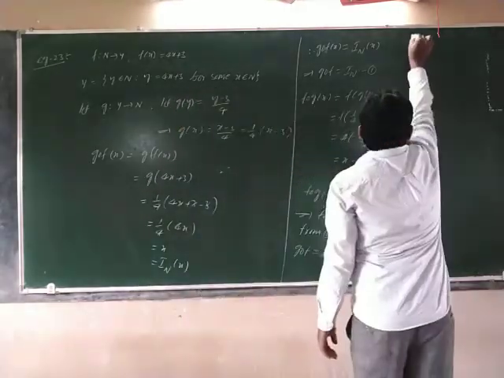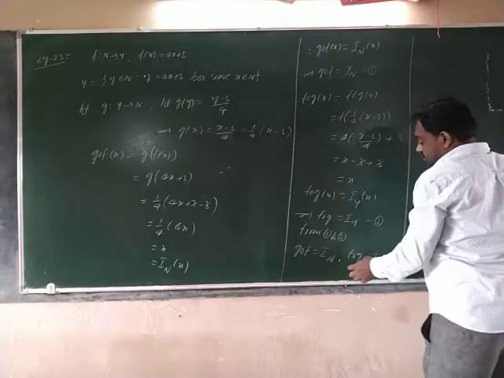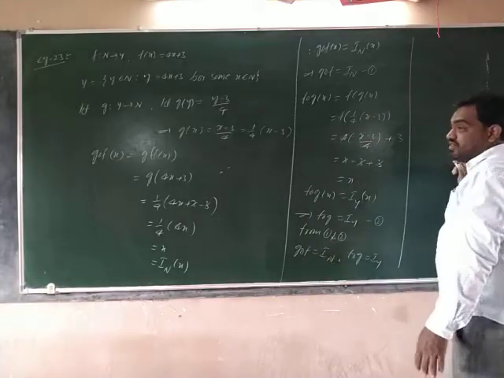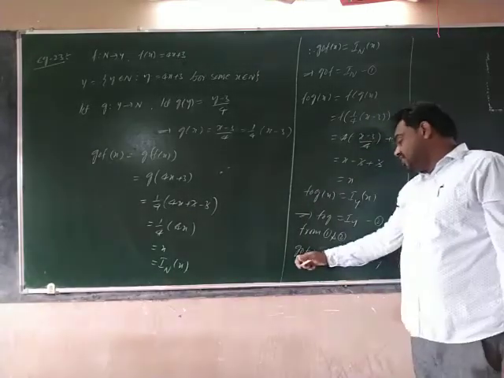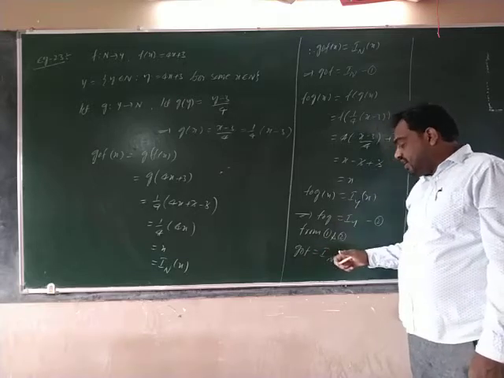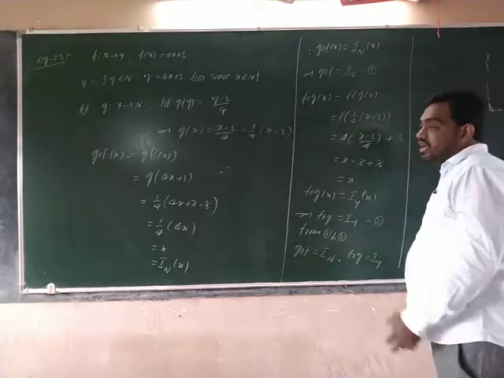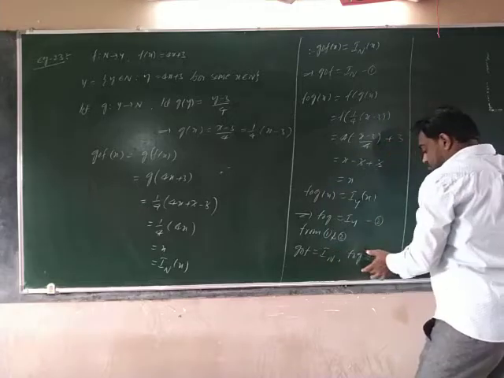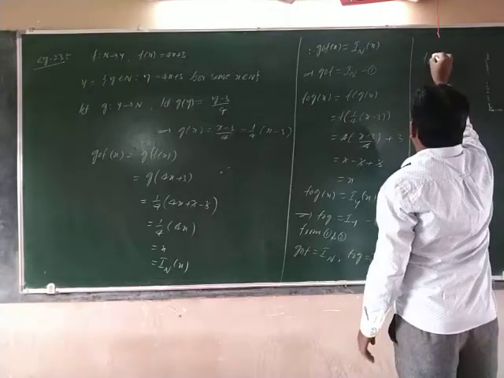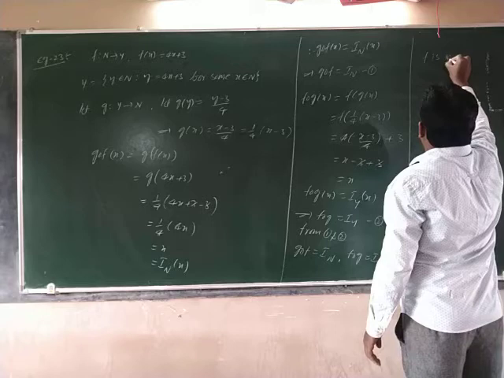Therefore, this is the definition. From this, what is the condition for an invertible function? g circle f is equal to I n and f circle g is equal to I y. So both are satisfied, so f is invertible. Therefore f is invertible.